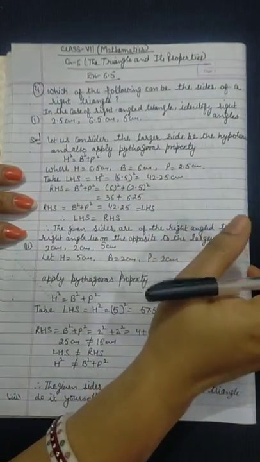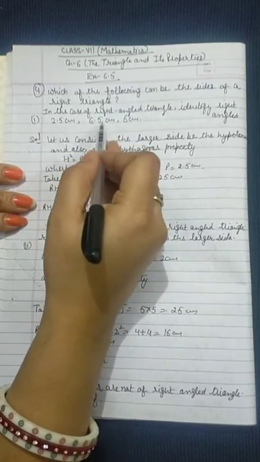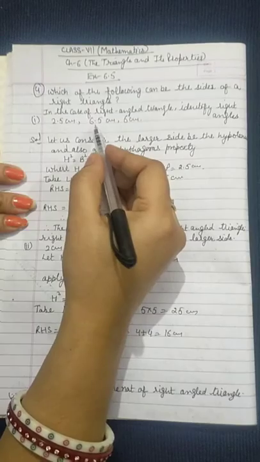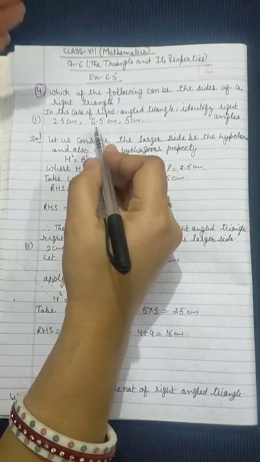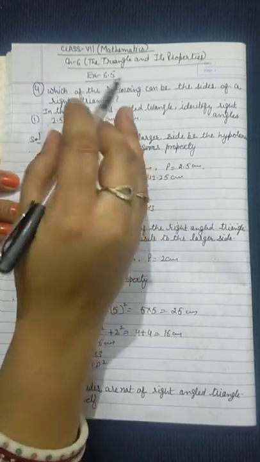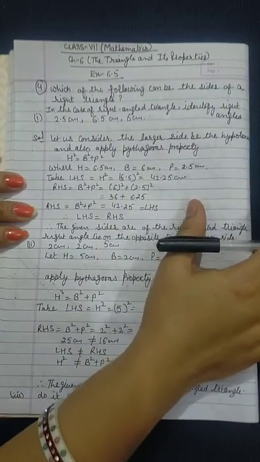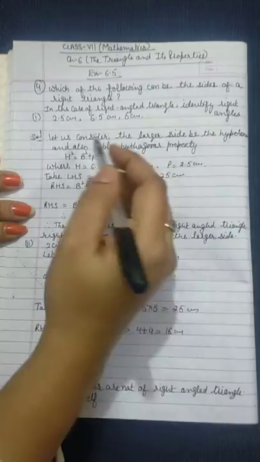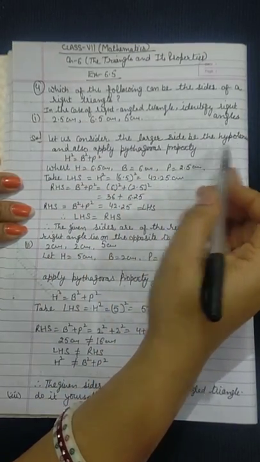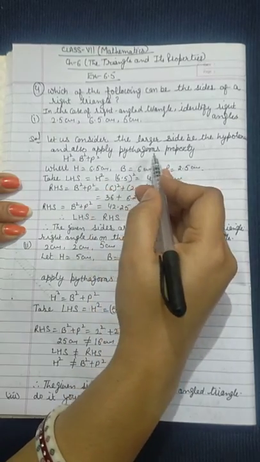And one more thing, the greatest side is always the hypotenuse, because the hypotenuse is opposite to the right angle, and in a right angle triangle the hypotenuse is the longest side. So let's start. First of all, let us consider the largest side to be the hypotenuse and apply the Pythagoras property.